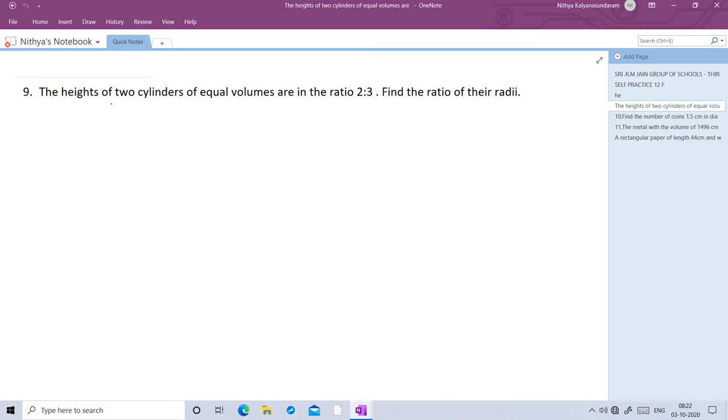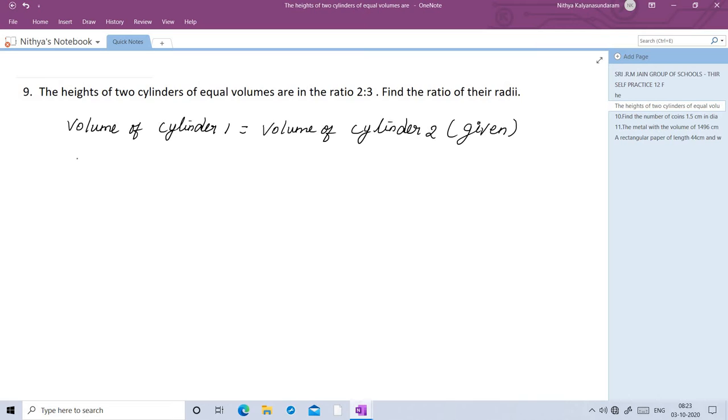Next question: the heights of two cylinders of equal volumes are in the ratio 2:3. Find the ratio of the radii. So height is given in ratios, that is 2:3. We want to find the ratio of the radius. So both the cylinders are of equal volume. So volume of cylinder 1 is equal to volume of cylinder 2. So both the volumes are equal. It is given.